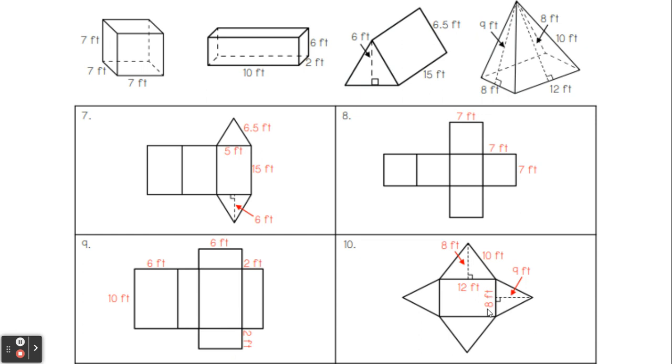The last one is a rectangular prism. And so we can see that that matches up there. What I'm going to have you do is go ahead and find the area of these prisms, of these shapes.